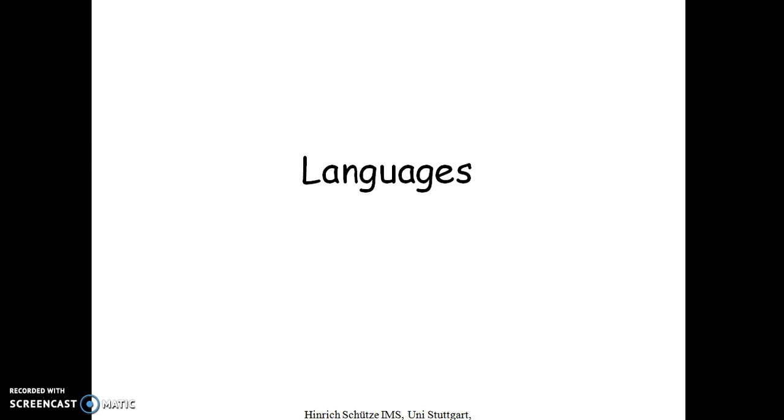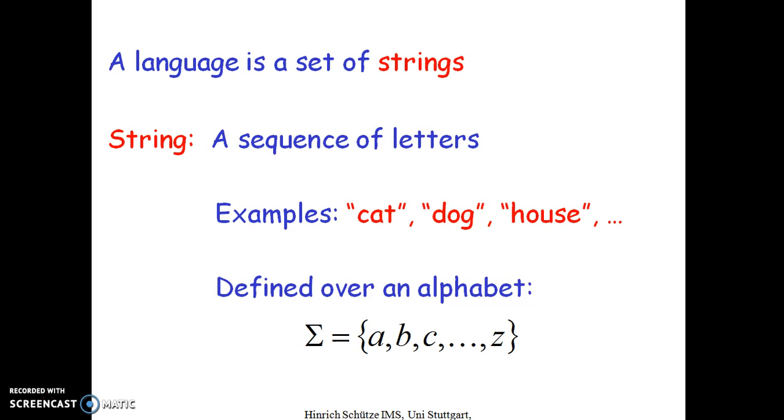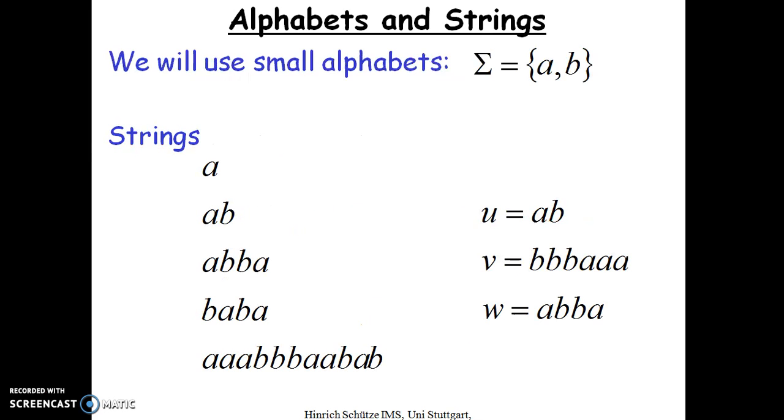And we'll see the basic definitions needed for theory of computation. Language. A language, simply, is a set of strings. What is a string then? A string is a sequence of letters, for example cat, dog, house. These are sequences of letters taken from the alphabet sigma. Sigma is a set which consists of all the letters A to Z.